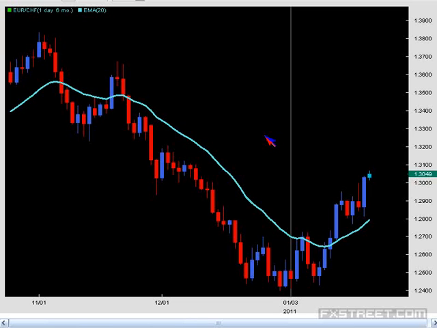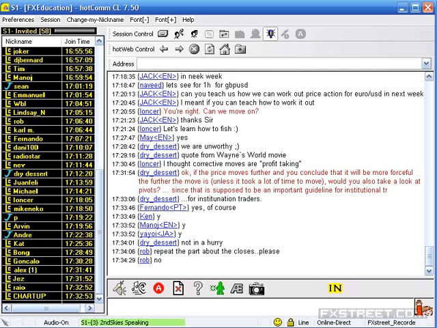Rob says, repeat the part about the closes. What part? I said a whole lot there. Hope you're not saying all of it. Okay, I'll let you go with that. No. What part about the close do you want me to repeat? Because I said a whole lot. Well, I'll come back to that. I'll let you type that in.